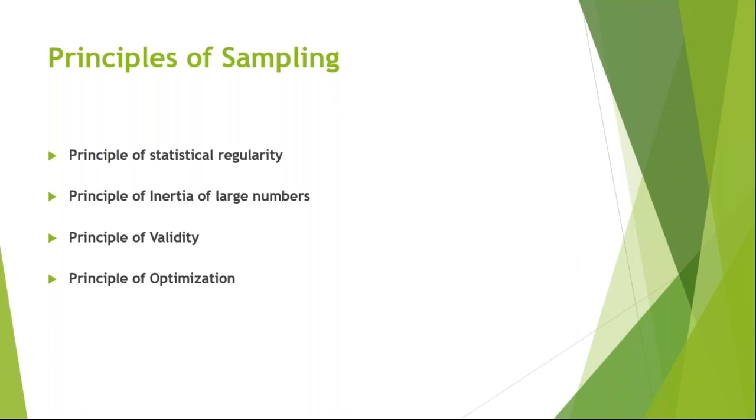And of course, the last one is the principle of optimization. This takes account of the desirability of obtaining a sampling design which gives optimal results. It should be done with little or minimum risk or loss in the sampling design. So when you're carrying out your sampling, it must be done with little risk and with some level of accuracy. That's what we refer to as the principle of optimization.